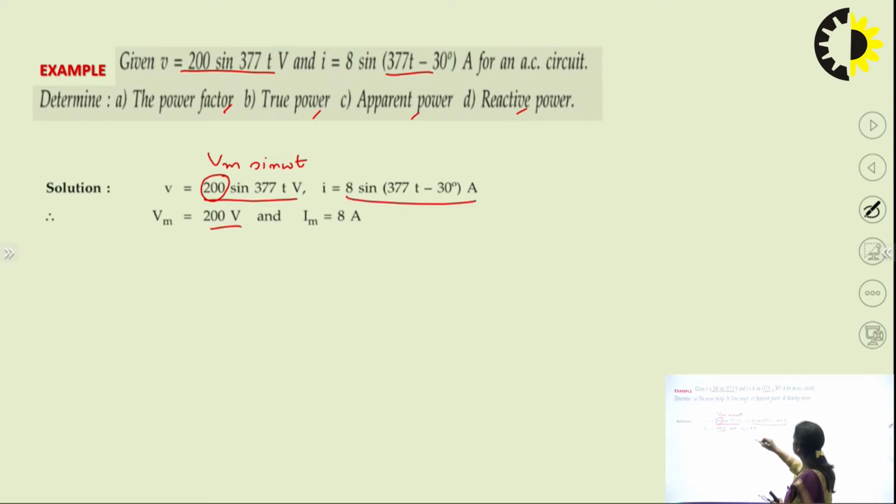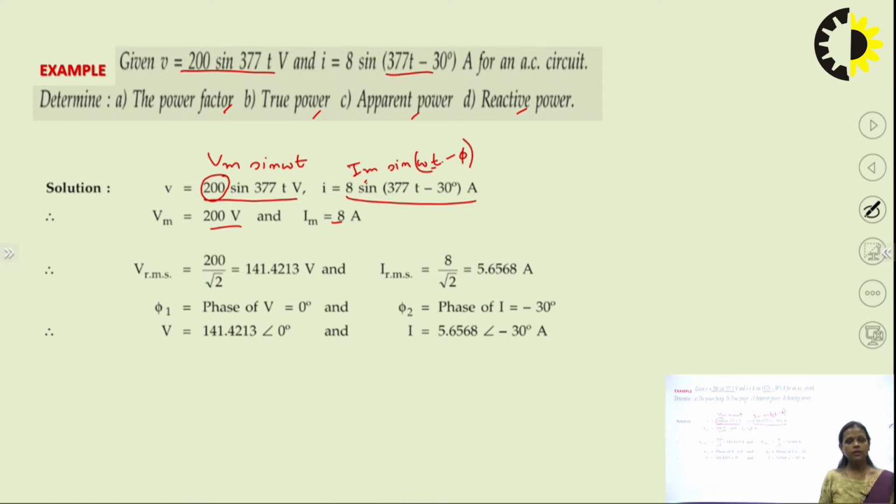Similarly here, this is sin omega t minus phi. Here you can write Im sin omega t minus phi, comparing with this equation. So you can see that the value of maximum current is equal to 8 ampere. These are the given values in the question. Then from the maximum value you can find out the RMS value. Just divide the maximum value by under root 2. So here we have divided 200 by under root 2. This is the RMS value of voltage. Similarly, you can find the RMS value of the current.